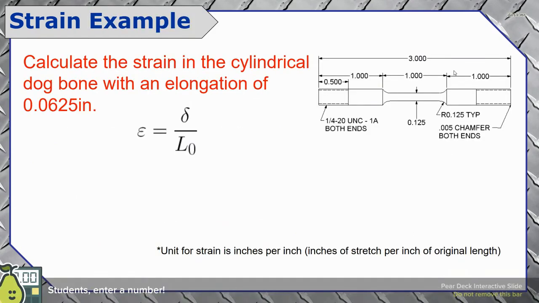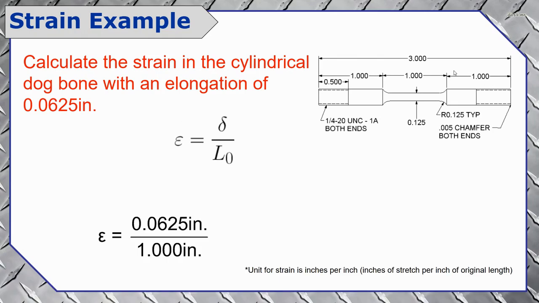So let's see if we can put this concept to work. Calculate the strain in the cylindrical dog bone with an elongation of 0.0625 inches, 1/16 of an inch. Now, the original length that we're interested in this problem is the 1-inch narrow portion that's at the center of the dog bone. That is where we're going to see stretch happening. So that is the area that we're going to consider for our original length. Our strain is going to be our elongation, given in the problem, 0.0625 inches, divided by our original length, which is given in the diagram of 1 inch.